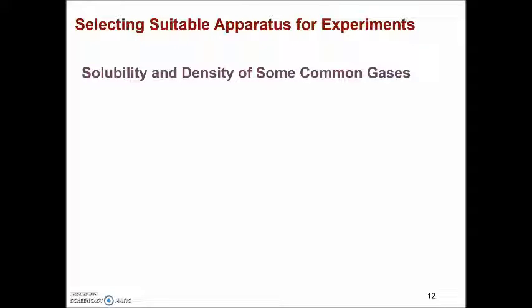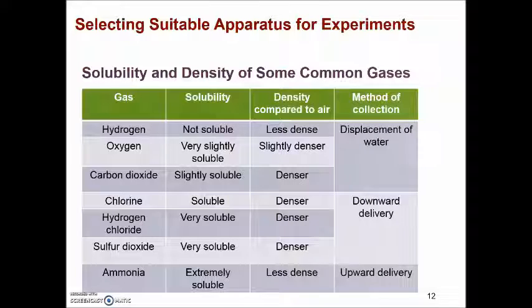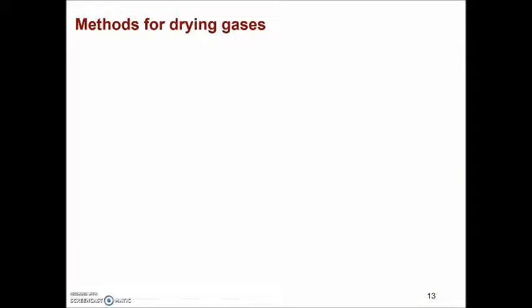Now, we have a summary of the ways to collect various gases. Now, there's just one thing to note. As hydrogen is less dense than air, it can also be collected via upward delivery. So it can be collected by two methods, the displacement of water and upward delivery. Similarly, carbon dioxide is denser than air and can be collected via downward delivery as well.